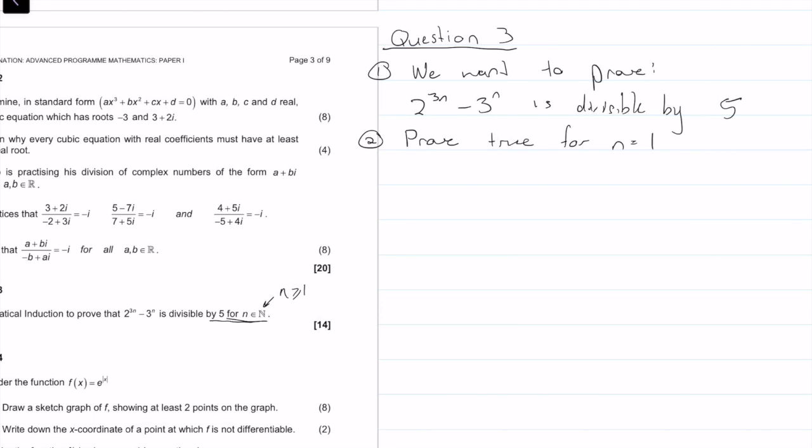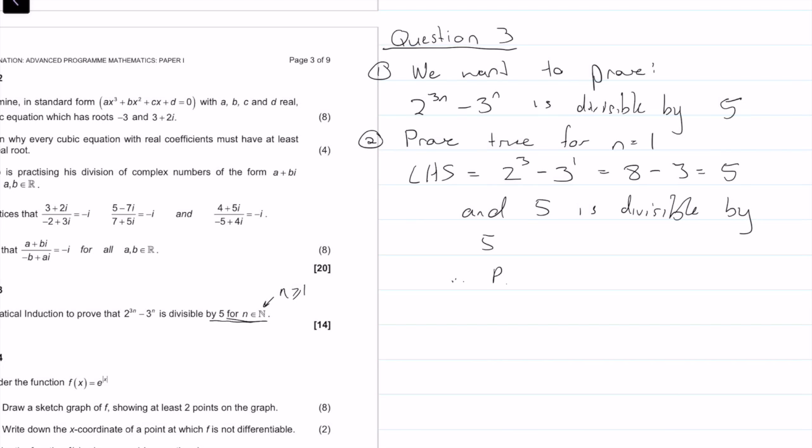For the first value, we will say that for n equals 1, the left hand side is equal to 2 to the 3 minus 3 to the 1, which is equal to 8 minus 3, which is equal to 5. And 5 is divisible by 5, therefore proven. True for n equals 1.